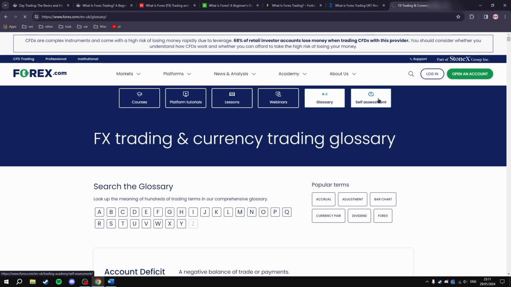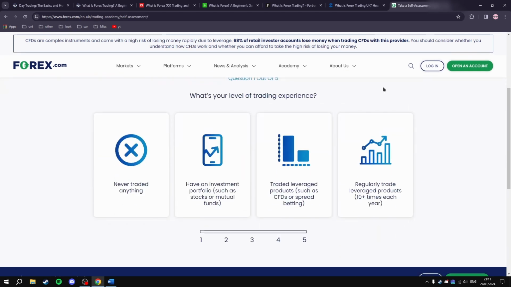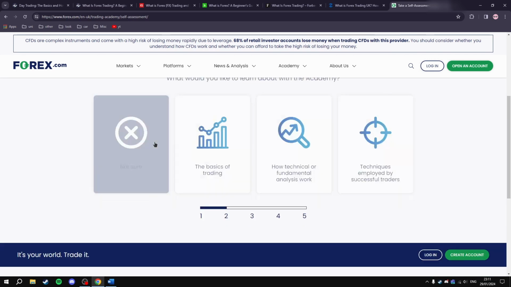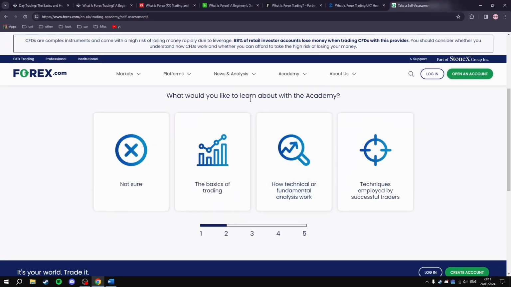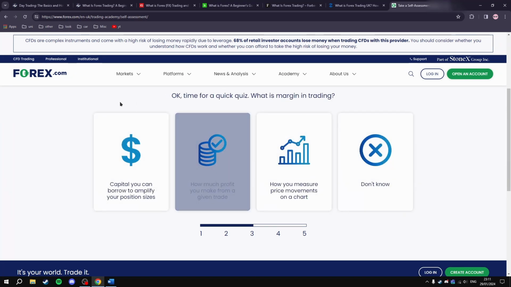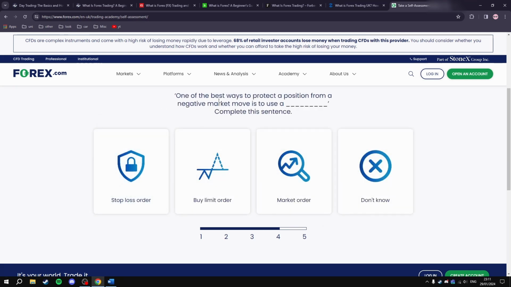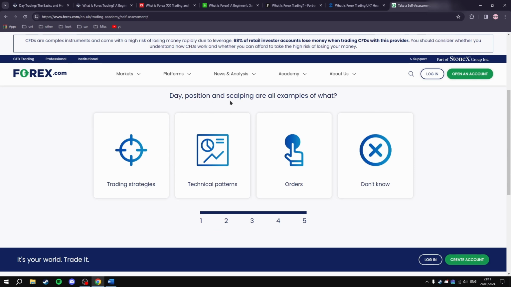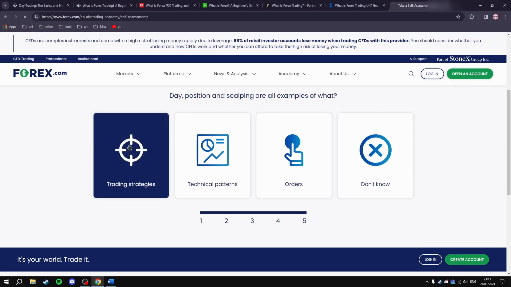Yeah, okay. Self-assessment. Never traded anything. Let's do this. What would you like to learn about in the academy? Okay, what is margin trading? One of the best ways to protect a position from a negative market move is to use a stop loss order. Day trading, position trading, and scalping are all examples of what trading strategies.